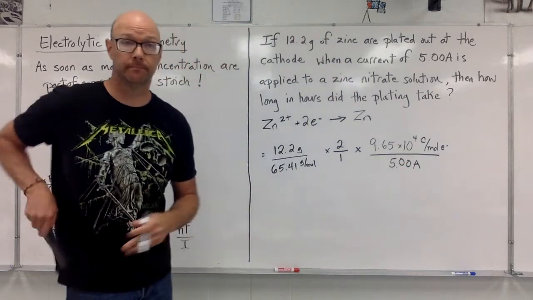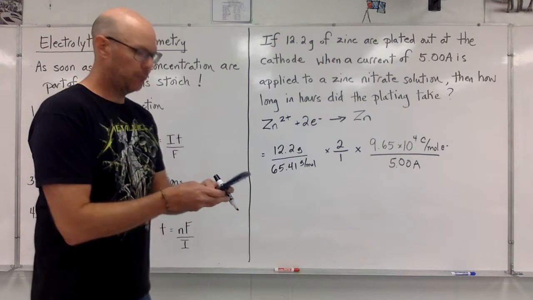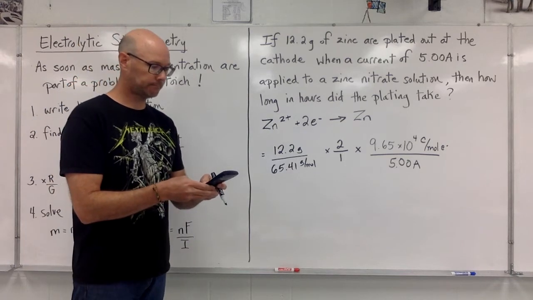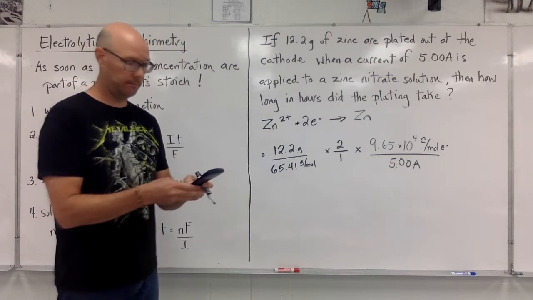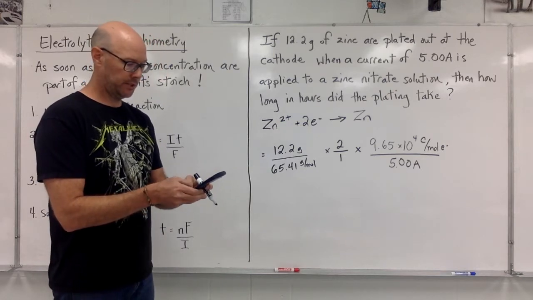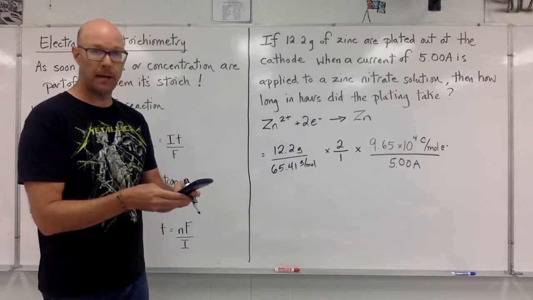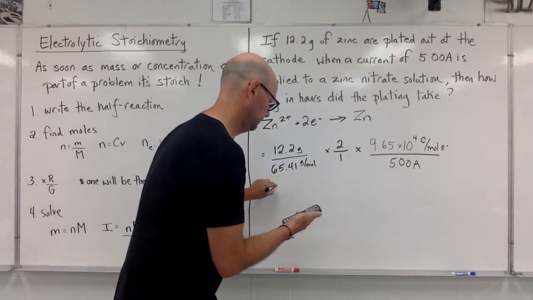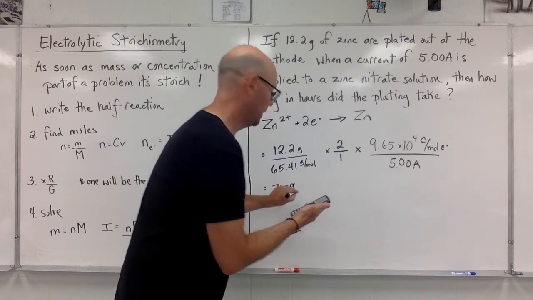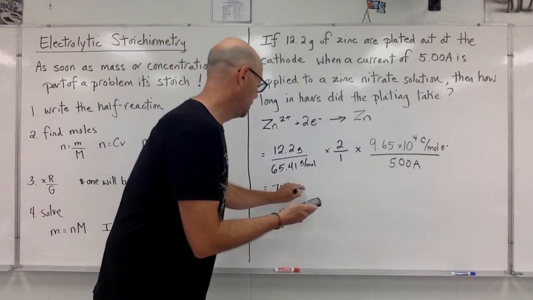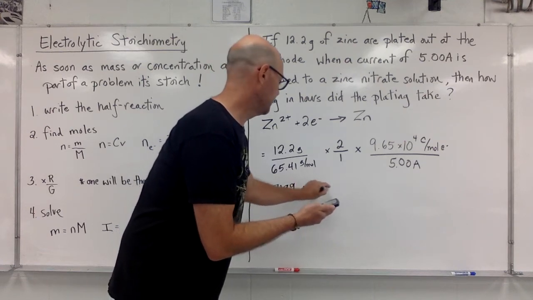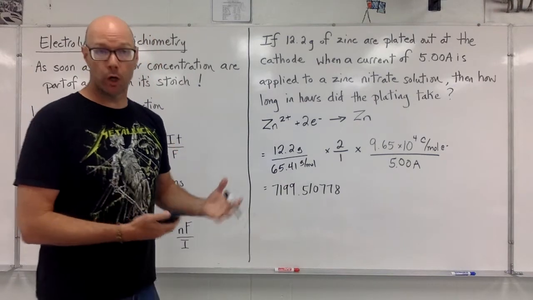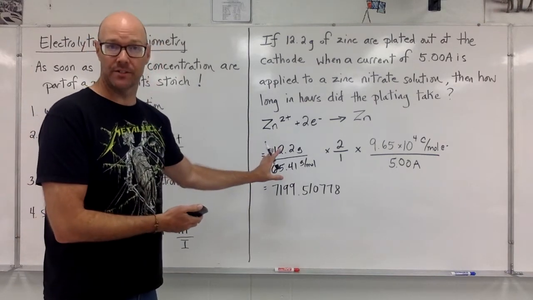And I can calculate it. 12.2 over 65.41 times 2 over 1 times 9.65 times 10 to the power of 4 over 5 equals 7199.5107. This answer, because it's based on our work with Faraday's law, is in seconds.